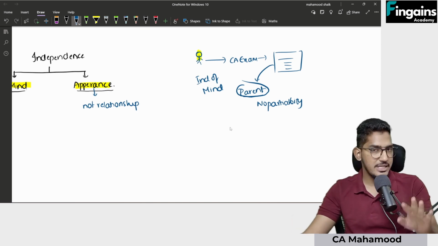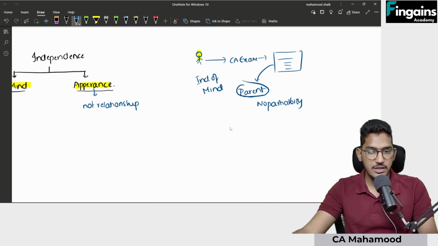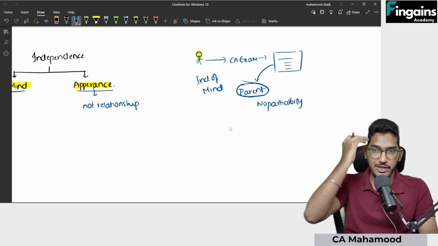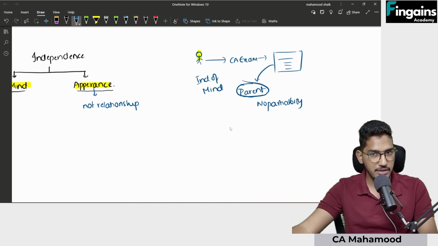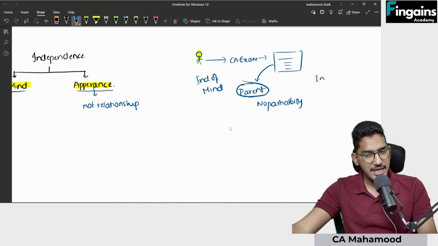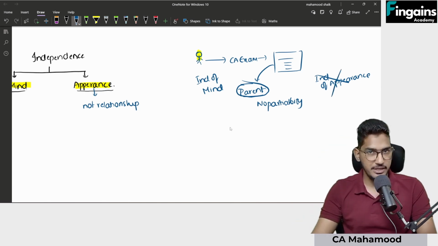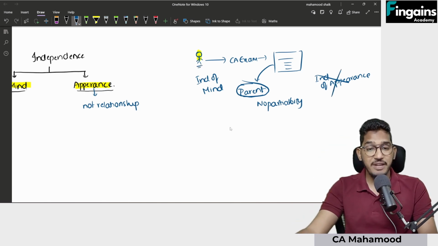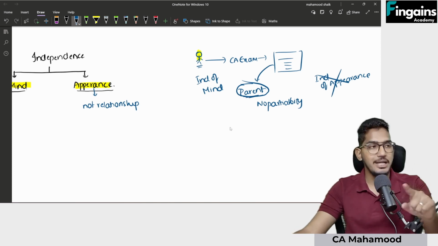Now, if I extend this explanation to the same example, assume that your parent has agreed in the mind to verify your answer sheet in an independent manner. But is there an independence of appearance here? Independence of mind is there, agreed. But is there an independence of appearance? No. Here yourself and your parent are not appearing to be independent.